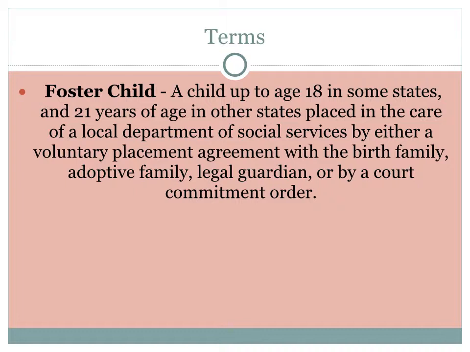Foster child. A foster child is a child up to 18 years of age in some states and 21 years of age in other states, placed in the care of a local department of social services by either a voluntary placement agreement with the birth family, the adoptive family, the legal guardian, or by a court commitment order.